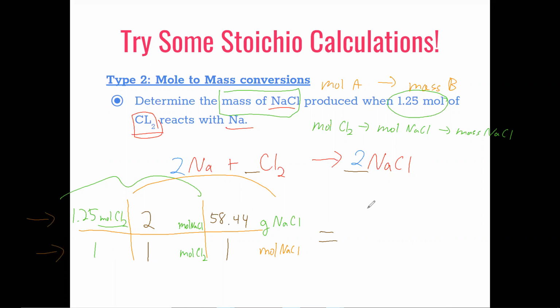Now, once again, we multiply straight across on the top. We multiply straight across on the bottom. Everything on the bottom is 1 times 1 times 1, so that's going to give you a 1. We're going to do some multiplying on the top. So let's do 58.44 times 2 times 1.25, and that's going to give us 146.1. Now we're going to cancel our units. Moles is going to cancel moles. This moles is going to cancel that moles. We are left with grams. 146.1 grams of NaCl.